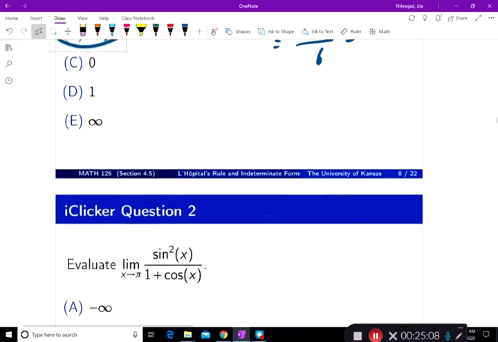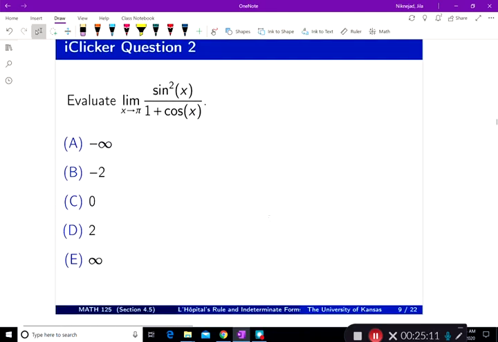Now let's go to iClicker question 2. Evaluate the limit of sine squared of x over 1 plus cosine of x as x approaches pi. So this one, let's take a pause and then come back to it. After the pause, I realize that if I plug in pi on top, I get 0. If I plug in pi on the bottom, I get 1 plus cosine of pi, which is 1 minus 1, 0. So the form again is 0 over 0. Therefore, I can use L'Hopital's rule.